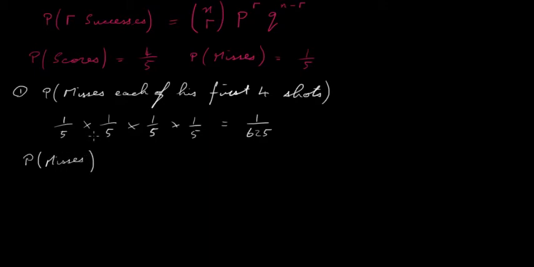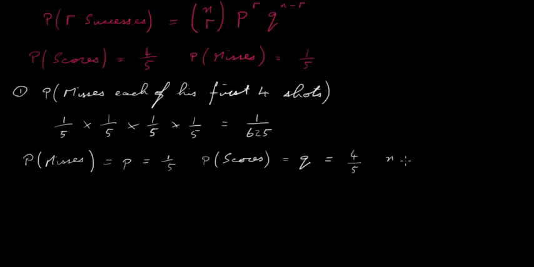We are looking for the probability that he misses each of his first 4 shots. So we want him to miss. So that's going to be P. The probability that he misses is going to be P, and that is 1/5. The probability that he scores is going to be Q, because we don't want him to score. Q is actually a failure in this case, and that's going to be 4/5.